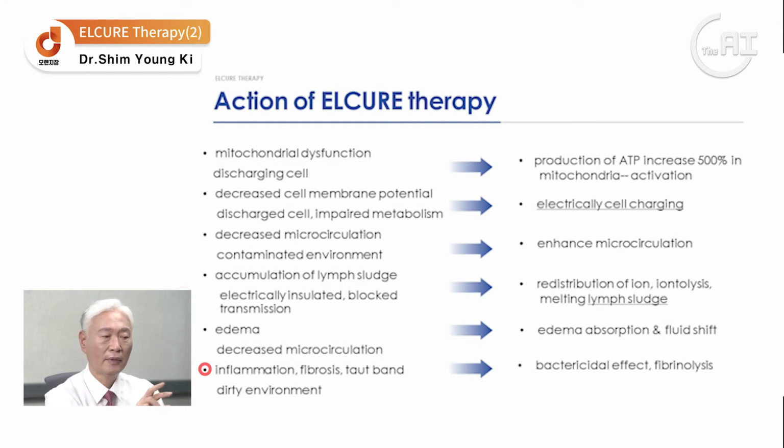And then inflammation, fibrosis, tau band, and a dirty environment means a very bad environment. ELCURE can act as a bactericidal, killing the bacteria, and as fibrinolysis. I have treated with ELCURE therapy for about 7 years, and every doctor says it is almost impossible to solve the problem of fibrosis, but ELCURE can release the fibrosis.